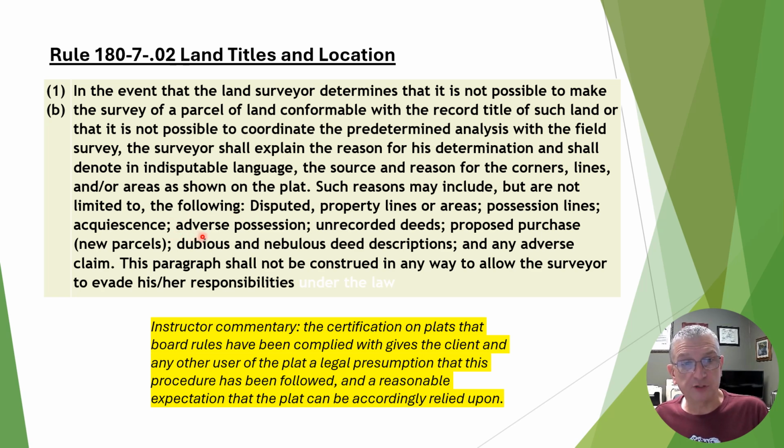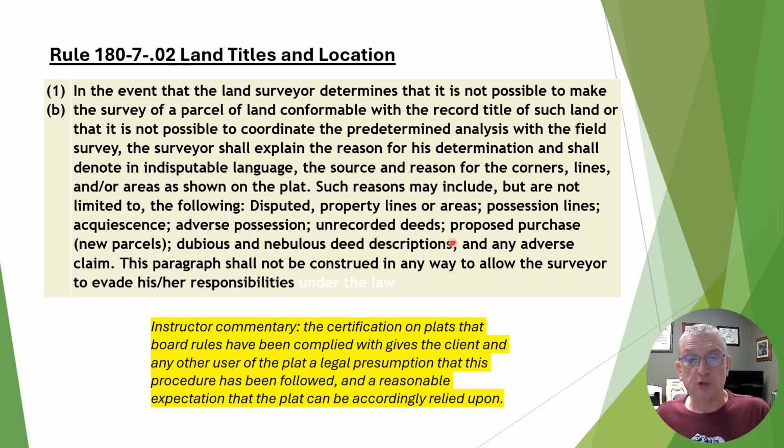Understand that surveyors do not have the power to move property lines. There are only 3 people who can move property lines. That's 2 willing cooperating owners or 1 judge. So surveyor's not in that list. If it's adverse possession, we need to show it and work on it, but we need to keep 1 foot in the recorded title boundaries and another foot in the indisputable language on what's going on so that everybody understands.